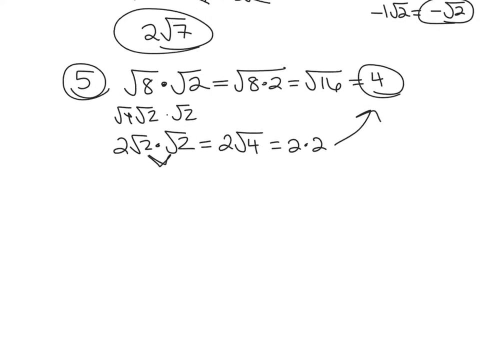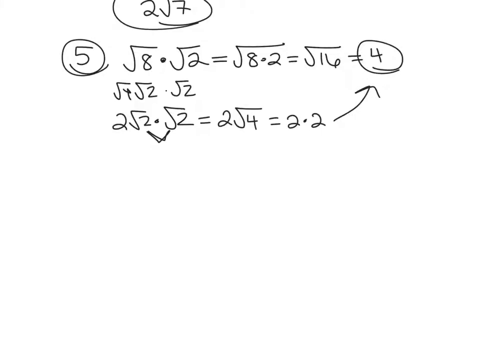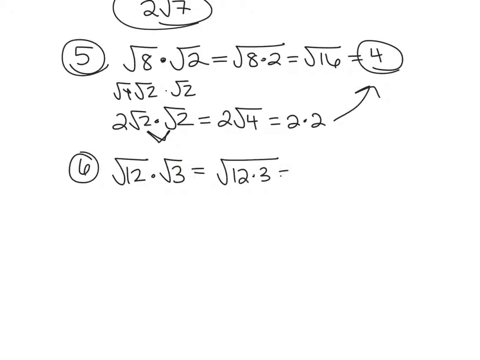All right, number 6. We have square root of 12 times square root of 3. And again, 3 is already prime, so we're going to multiply across 12 times 3, and that'll give us the square root of 36, which gives us a nice answer of 6. Realize we're not doing plus or minus because it's not x squared equals 36, it's just what is the square root of 36? 6.